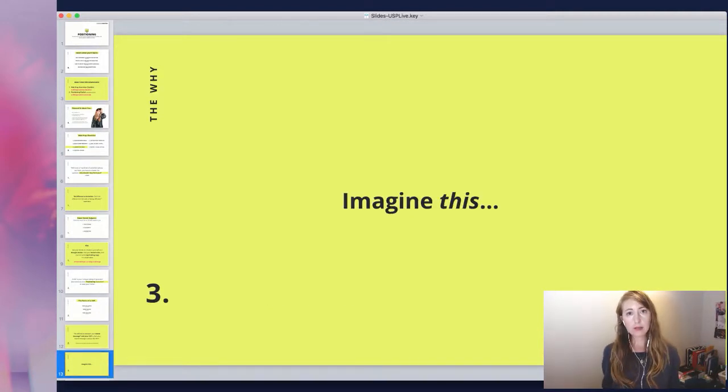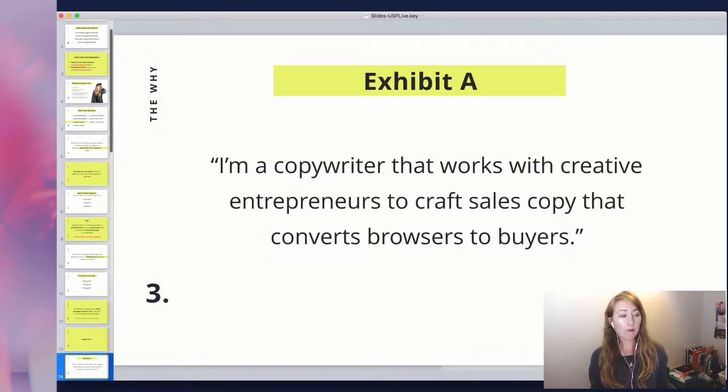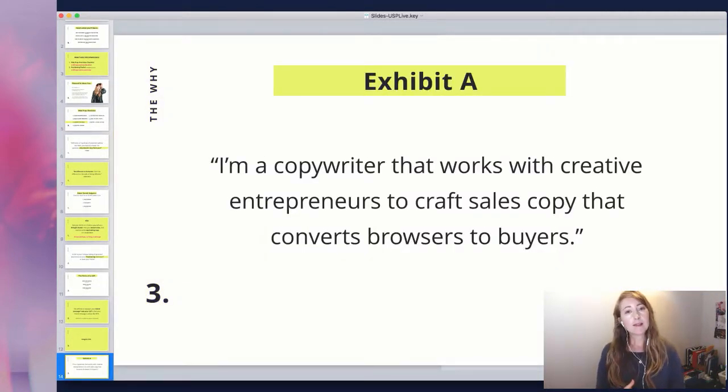Why do you need a USP? Well, imagine this. You are a coach with a comprehensive group program that you want to sell out, but the copy that you've written for your sales page isn't that great, and you know it's not going to attract all of the people that you want it to. You decide to hire a copywriter, and you've narrowed it down to two people: Alfalfa and Barley, A and B. Alfalfa positions herself like this: I'm a copywriter that works with creative entrepreneurs to craft sales copy that converts browsers to buyers. That's pretty good, right?